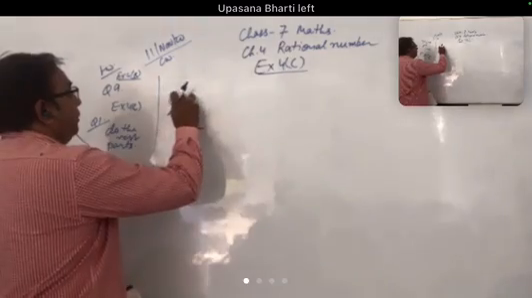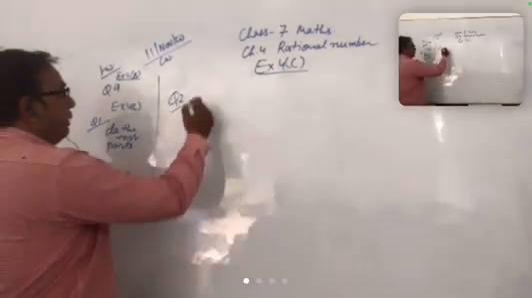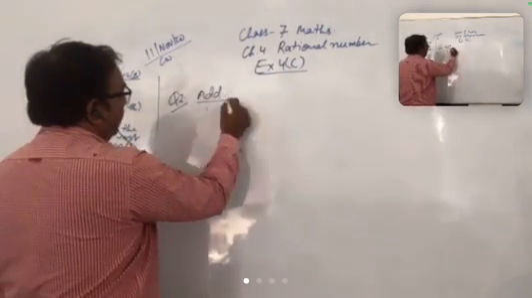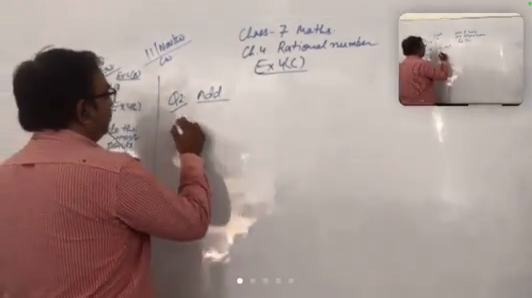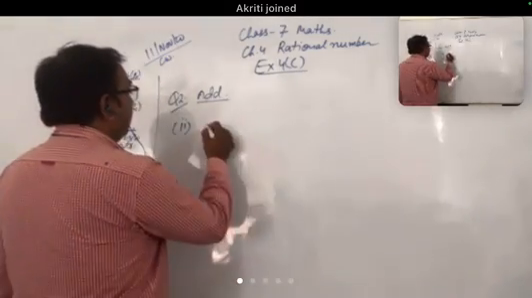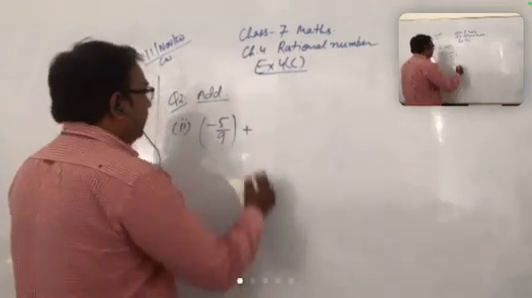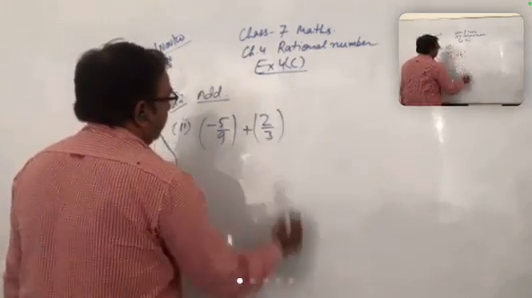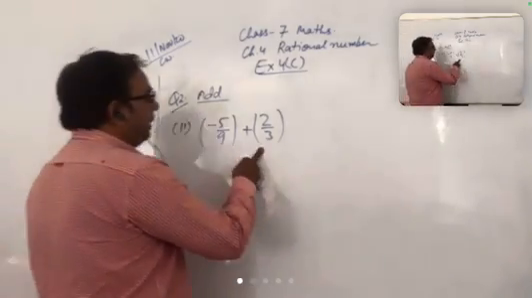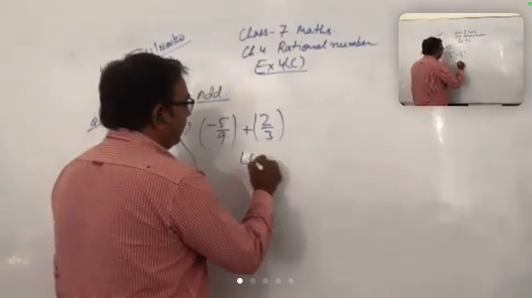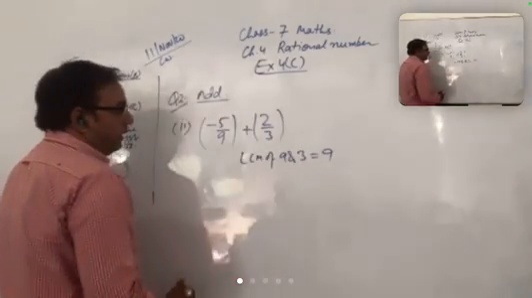Now the question number 2. Add the following rational numbers. Same, question number 2 is again the addition. Add the rational numbers. So let us see the second part. Second part is minus 5 upon 9, put in bracket, put the plus sign, and then 2 upon 3. In this, the denominator is different. So first we take out the LCM of 9 and 3.